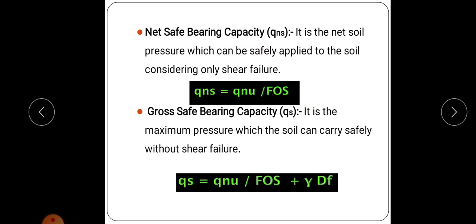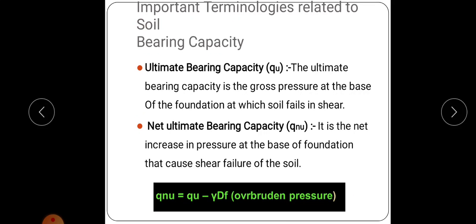So net safe bearing capacity is QNU divided by factor of safety. Here we can write the equation as QS is equal to QNS plus gamma DF, and QNS is equal to QNU divided by factor of safety. So that is gross safe bearing capacity. These are the definitions based on bearing capacity.